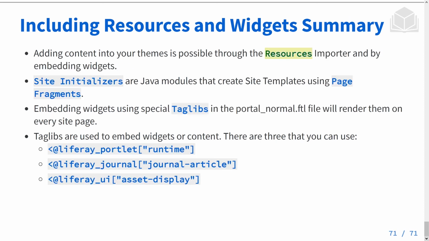Adding content into your themes is possible through the resources importer and by embedding widgets. Site initializers are Java modules that create site templates using page fragments. Embedding widgets using special taglibs in the portal normal file will render them on every site page. Taglibs are used to embed widgets or content. These are the three that you can use: Liferay Portlet Runtime, Liferay Journal Article, and Liferay UI Asset Display.